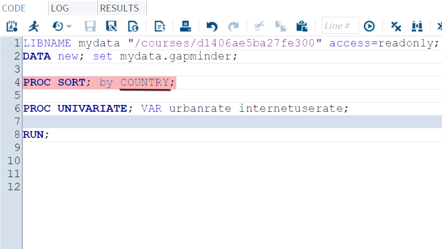In this case, the unique identifier is country. Next is a univariate and variable statement, in order to examine the central tendency and spread or variability of both urban rate and internet use rate. Then the program ends with a run statement.